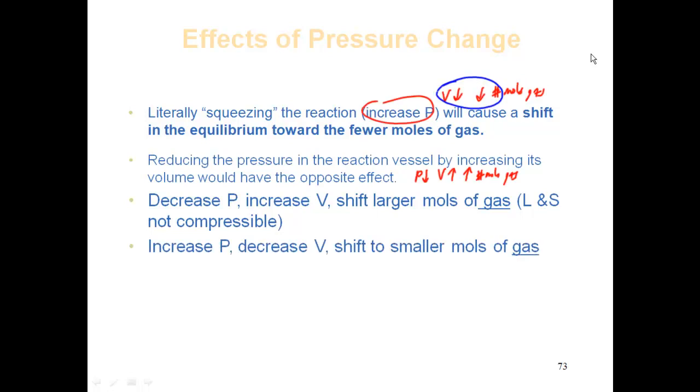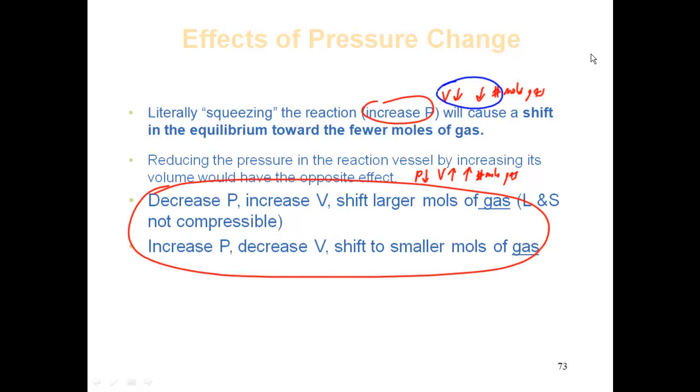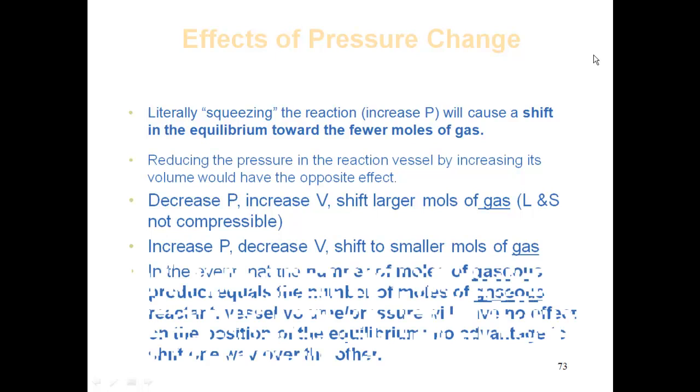An increase in pressure, meaning a decrease in volume, will shift to the smaller number of moles of gas. So it's important to realize these two statements are important to you. Something you need to understand to be able to make decisions when we're dealing with pressure, to decide which way something's going to shift. So very important information to know.